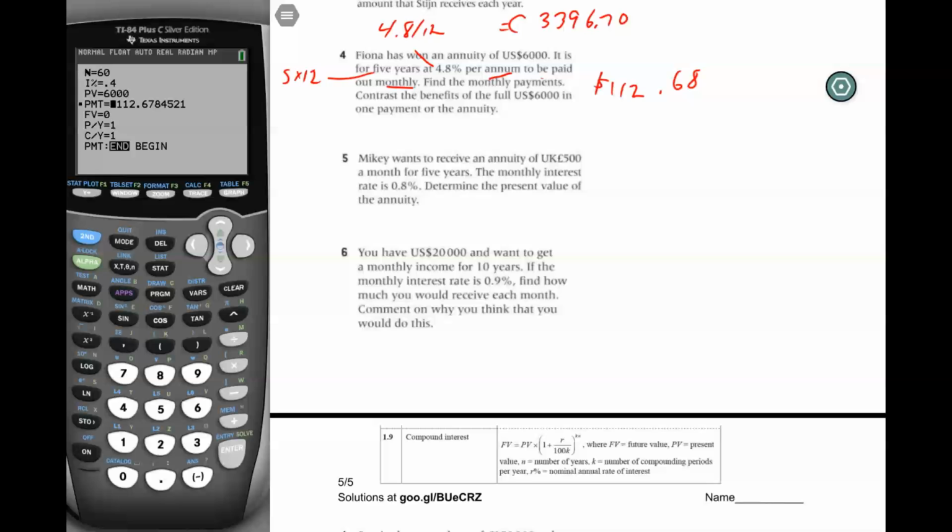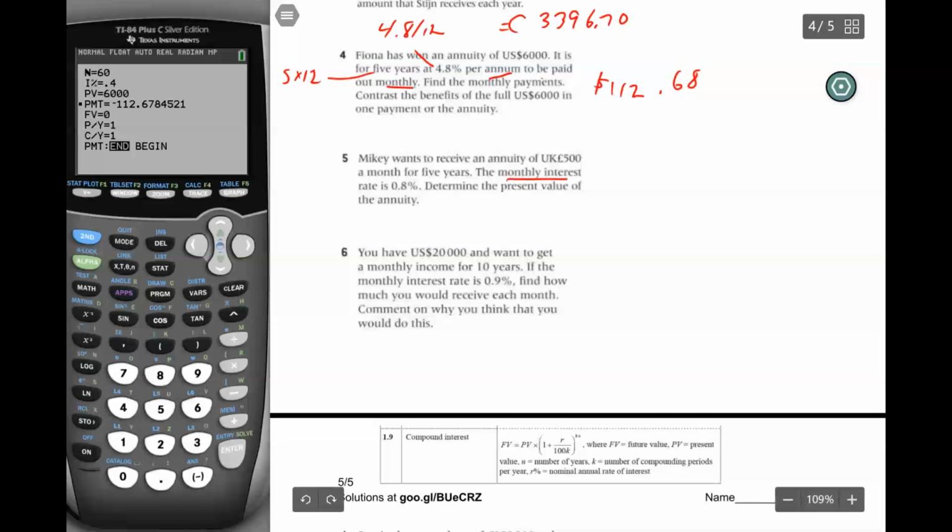Number 5, Mikey wants to receive an annuity of 500 pounds a month for 5 years. The monthly interest rate is 0.8%. Determine the present value of the annuity. Okay, this is kind of backwards. Usually we start with the present value, we calculate the future value or maybe the payment. In this case, we're calculating the present value. So the annuity is paid once a month, so we're going to do everything in months.